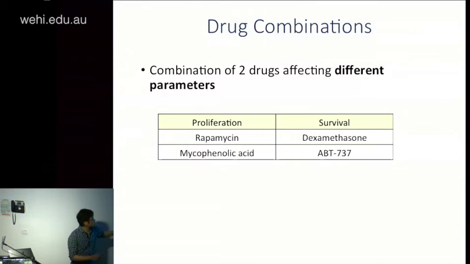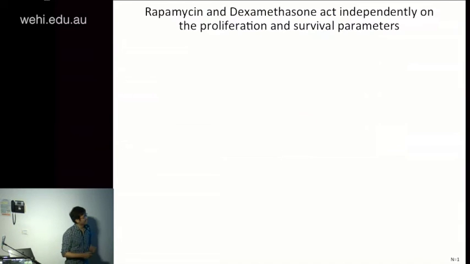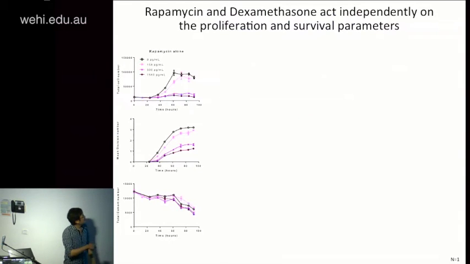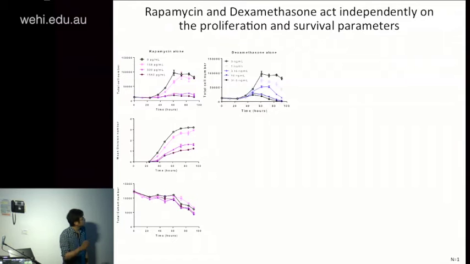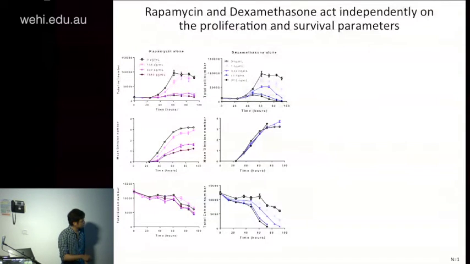So next, I'd like to show you combinations of drugs that affect different parameters: drugs that affect proliferation, and drugs that only affect survival. Here we have rapamycin alone, as I've shown you before. It only affects proliferation and has no effects on survival. Here we have dexamethasone, which has no effects on proliferation and only affects survival.